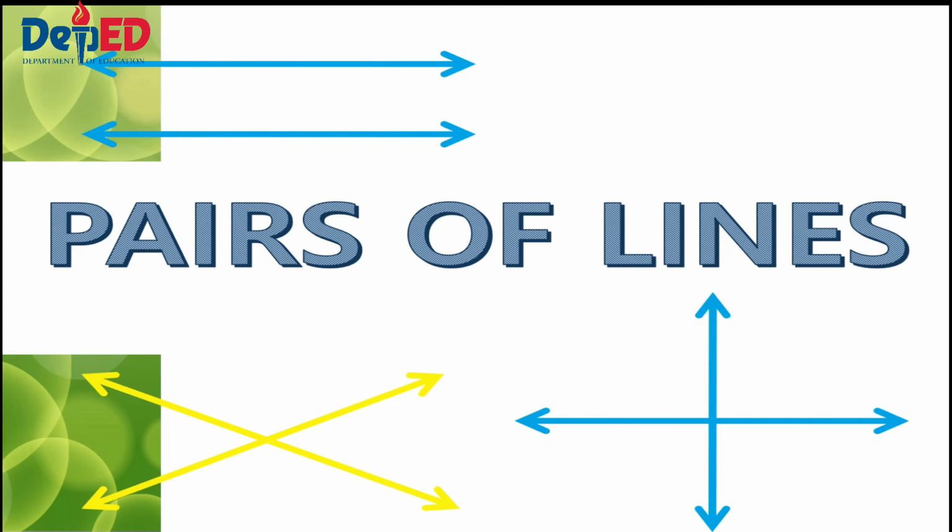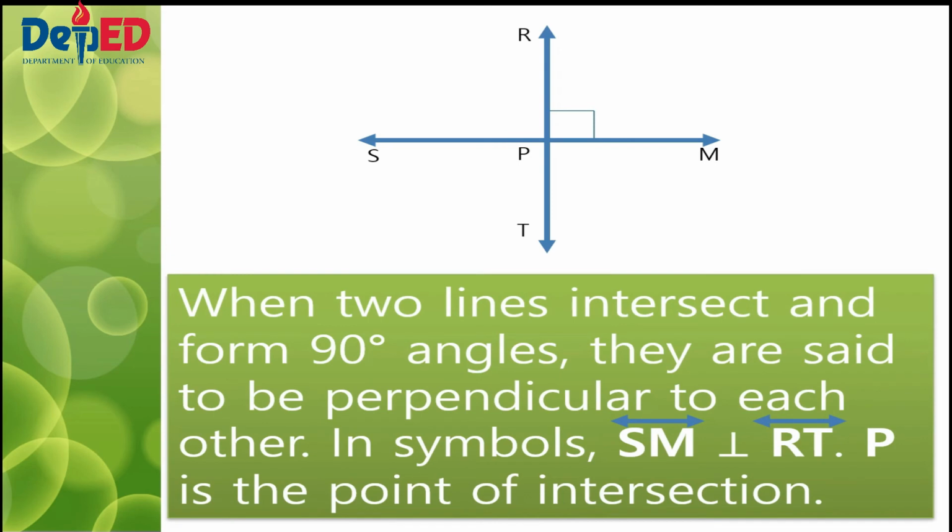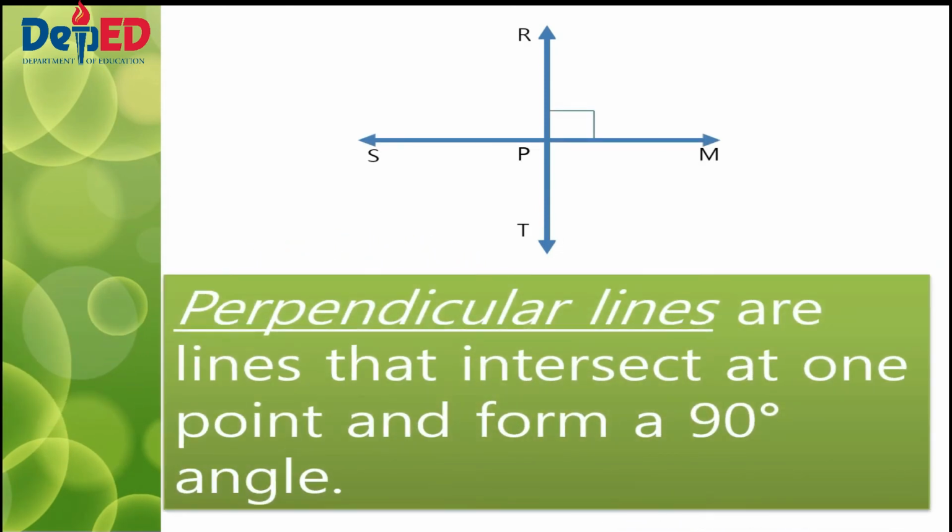Next, we have pairs of lines. When two lines intersect and form 90 degree angles, they are said to be perpendicular to each other. In symbols, line SM is perpendicular to line RT, and P is the point of intersection. Perpendicular lines are lines that intersect at one point and form a 90-degree angle.